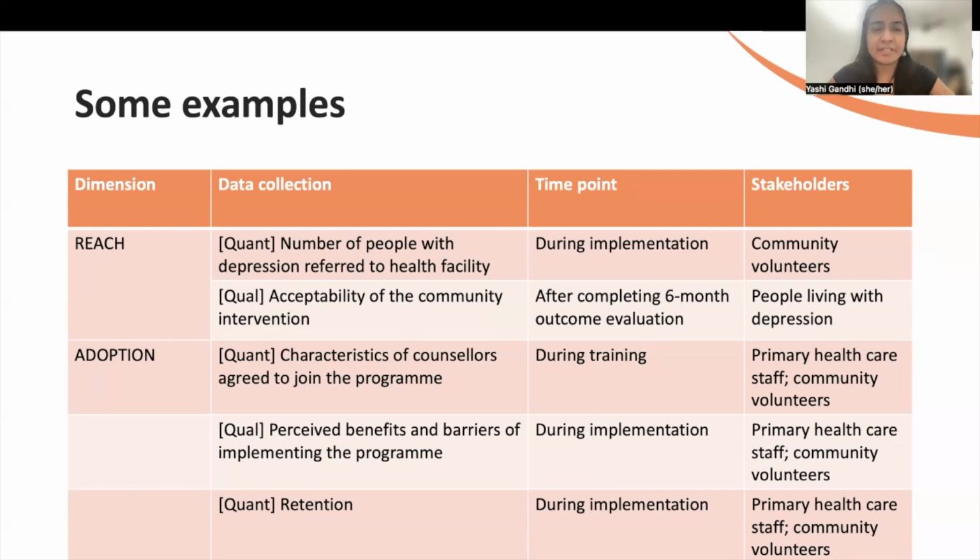So to just take an example from the table here, if you were to understand the dimension of adoption, you would quantitatively want to know all of the characteristics, specifically the social demographics of the counselors who really agreed to join the program. And you could do this at the point of training to really understand who signed up. But when you're trying to understand who actually went through the program, retention is another quantitative element that becomes really important when you're looking at adoption. However, while these numbers may only tell you part of the story, you may really also want to understand why certain people chose to continue the program and why others would not. And that would be best understood qualitatively.